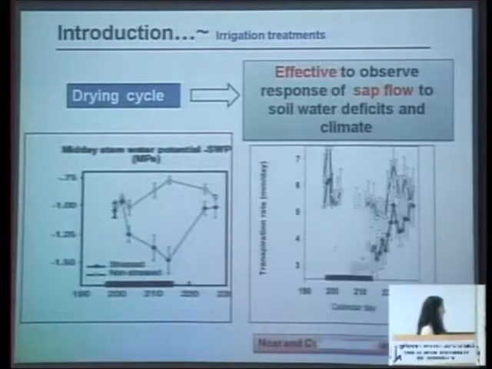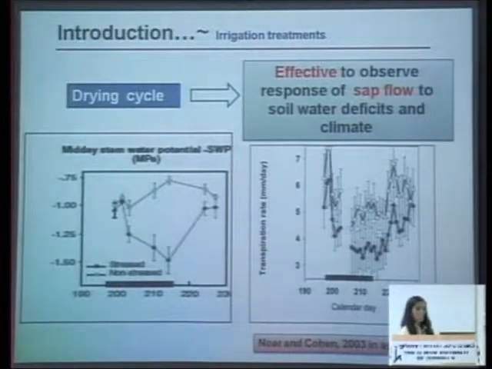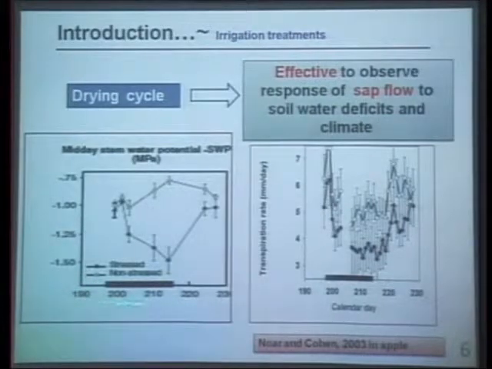Here are some graphs that justify that the drying cycle can help to understand the response of stem water potential and sap flow. The x-axis indicates the calendar day, while the y-axis indicates the stem water potential in negative form. This is the stress tree. This is the non-stress tree, and we found a significant difference in midday stem water potential in the stress tree, but not in the non-stress trees.